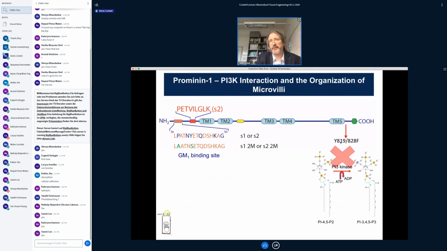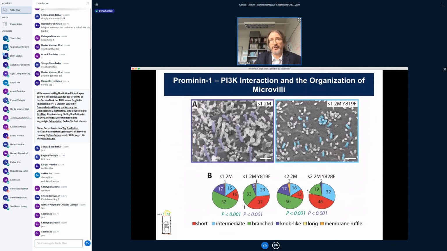So if we block the phosphorylation of prominin, it will not interact with PI3 kinase, and the PIP2 will not be transformed into PIP3. If this idea is true, then we should not affect the microvilli shape. Altogether, we will have a mutation here that does it. And it turned out to be the case, as I can show you here.